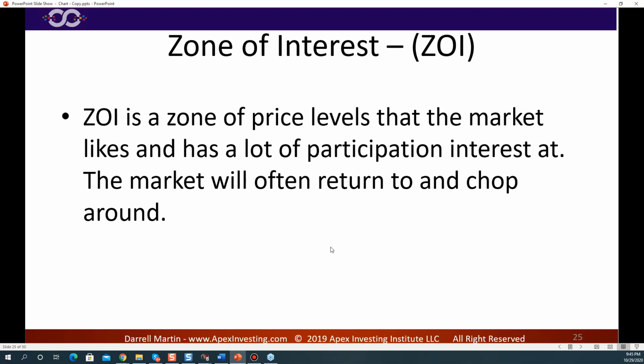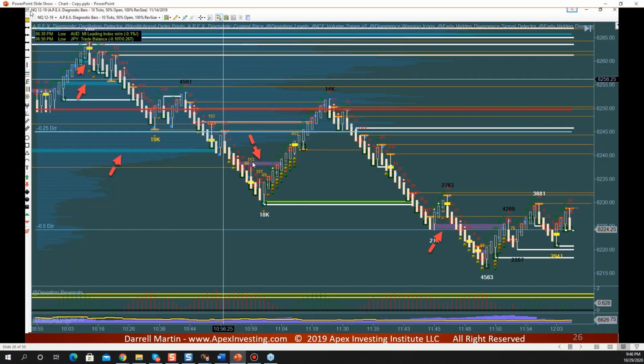Zone of interest, very important. We call them a ZOI. It's a price level that the market likes and has a lot of participation or interest at. The market will often attract back to those, or again can push off. They are designated in either green, see these? You see these on your chart? Like a greenish zone or like this bluish purplish zone. Here's another one here.